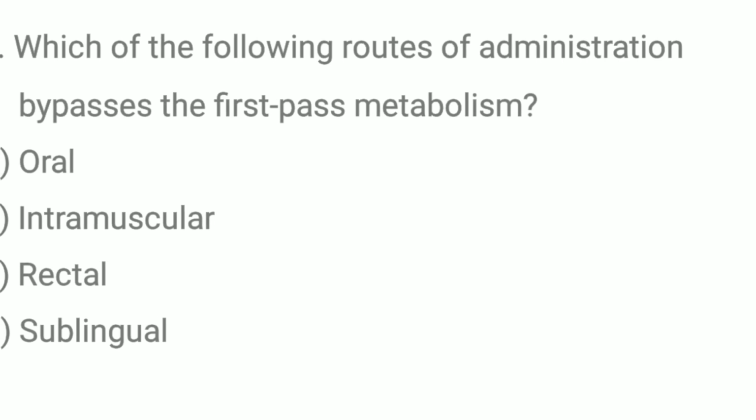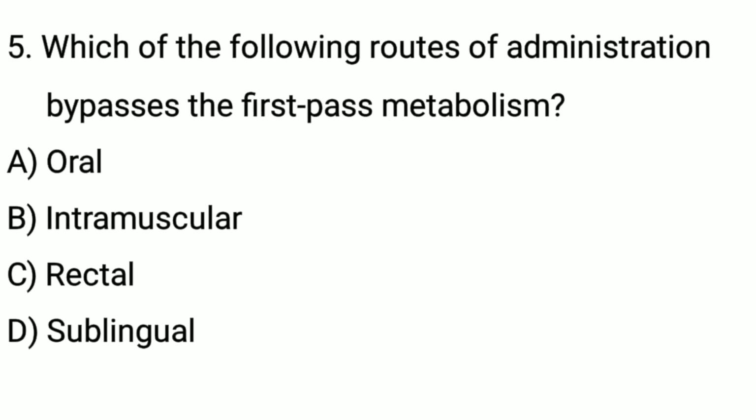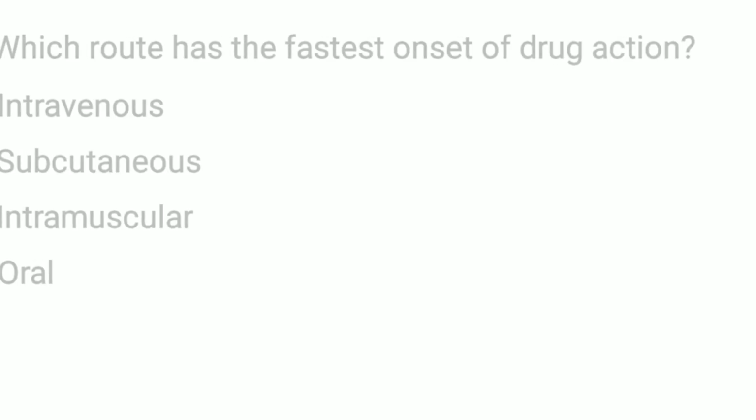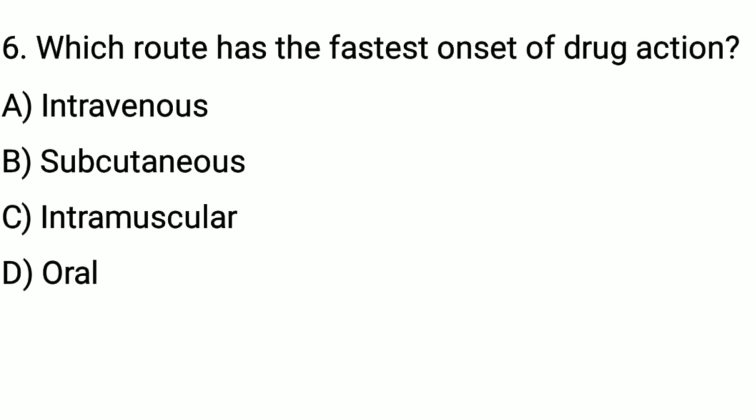Question number 5. Which of the following routes of administration bypasses the first pass metabolism? The right option is option D, sublingual. Question number 6. Which route has the fastest onset of drug action? The right option is option A, intravenous.